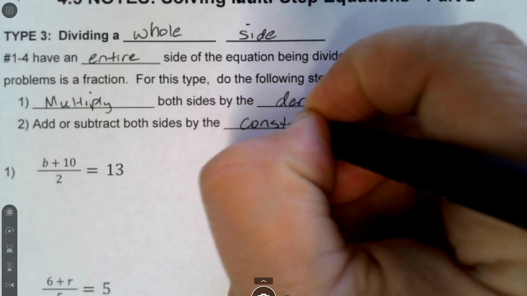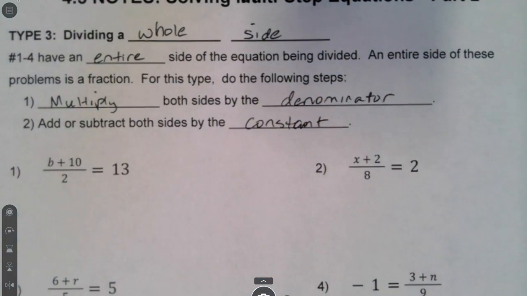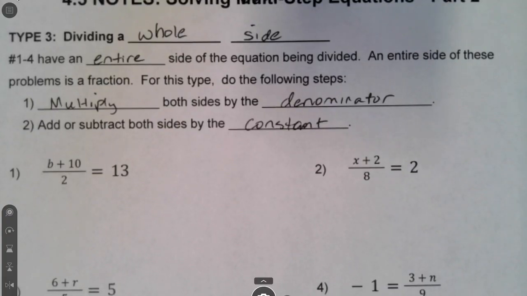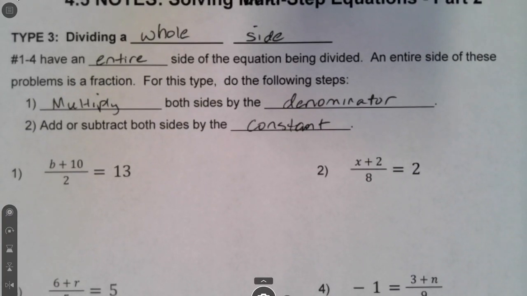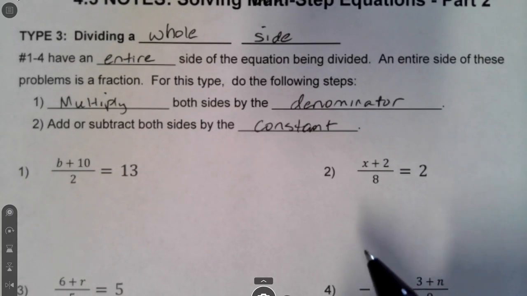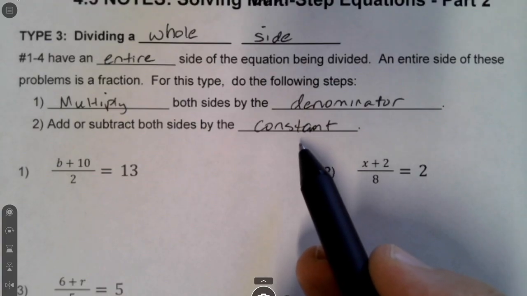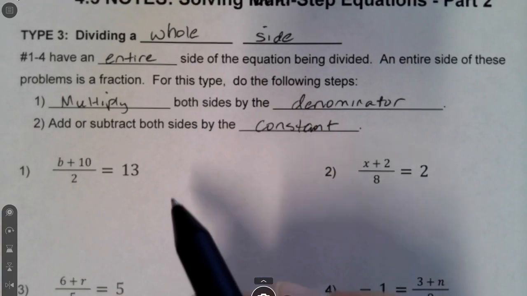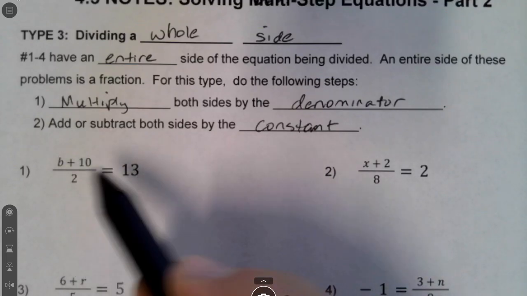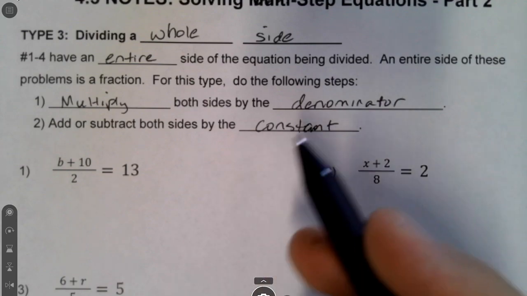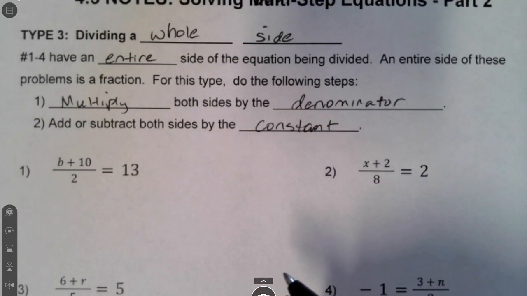So the reason I chose to separate the types this way, because there's no mathematical reason to call these type 1, 2, and 3. I mean, you could call any of them any number. There are 3 types, but this one is the only type where you don't handle the constant first. You handle the denominator first. So when the entire side, either the left or the right, doesn't matter, is a fraction, your first step is to deal with the denominator by multiplying.